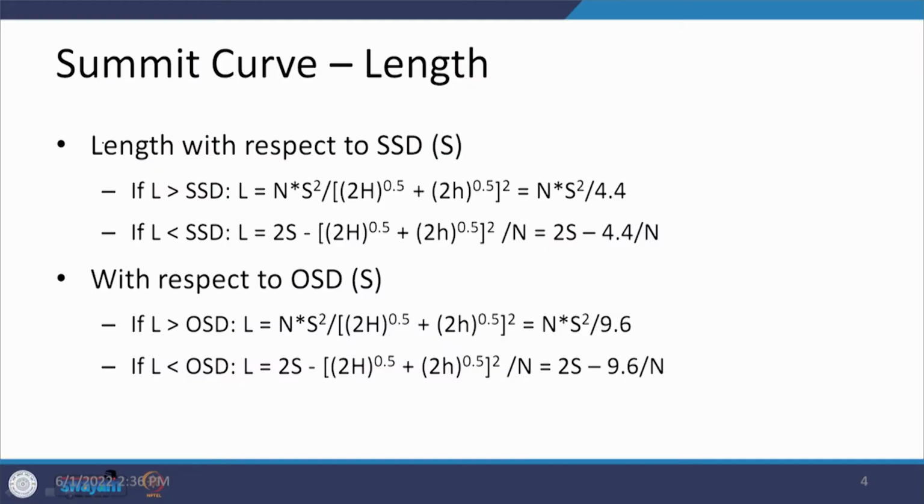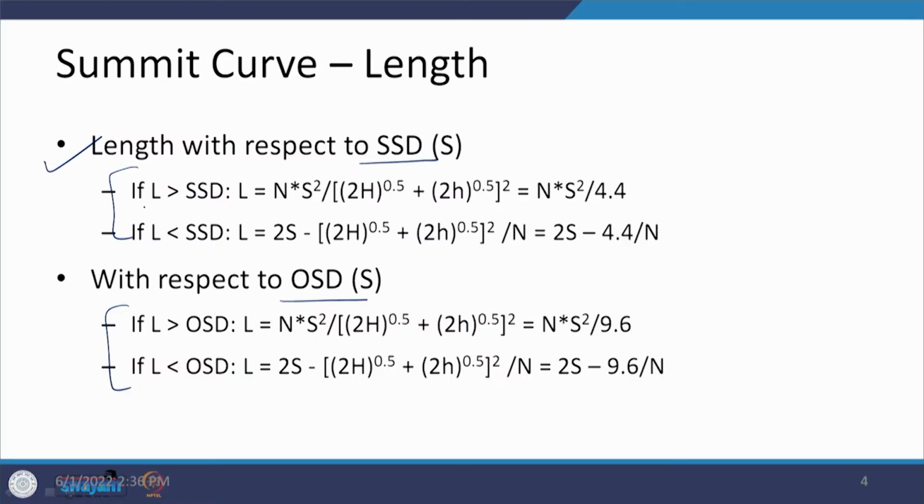Now, if you remember, in the previous interaction we discussed the calculation of the length, and this calculation of the length has been with respect to SSD as well as with respect to OSD. In either of those conditions, again there are going to be two cases which we try to consider and see which particular one fits the given conditions where the vertical curve, or here the summit curve, is to be provided. One case is that we assume that the length of the curve is more than the SSD. In another case we say that the length of the curve is less than SSD, and the same thing applies to OSD also.